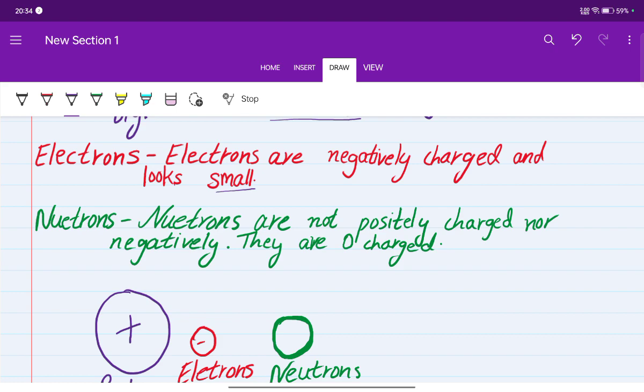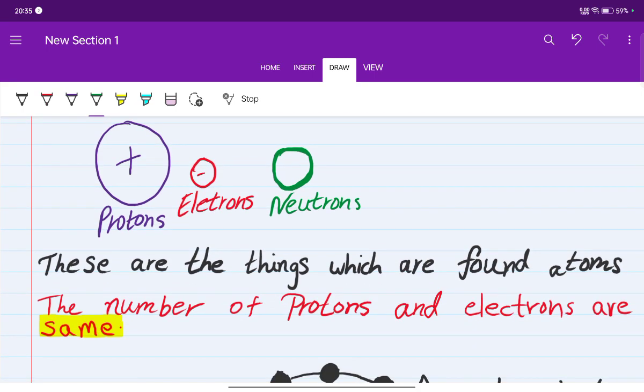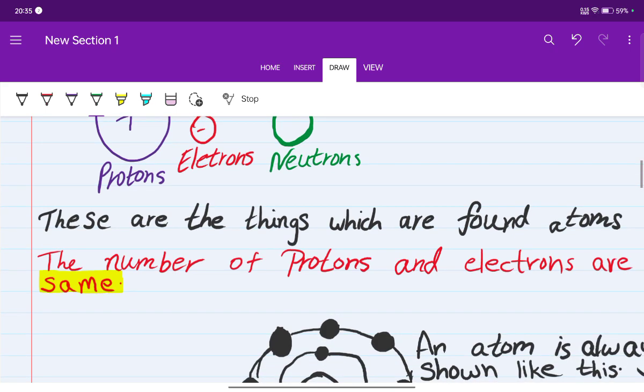Neutrons are not positively charged nor negatively charged. They have zero charge, meaning that their charge is zero. This is not positive nor negative. So protons are shown big, electrons are shown small, and neutrons have no sign in between them. They can have any size. These are the things which are found in atoms.